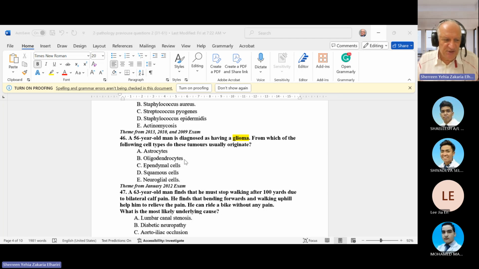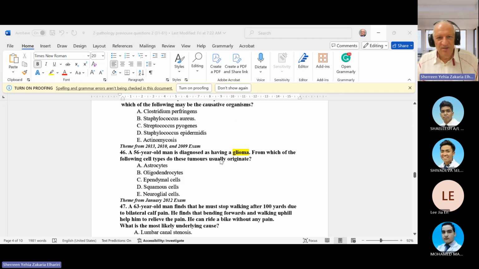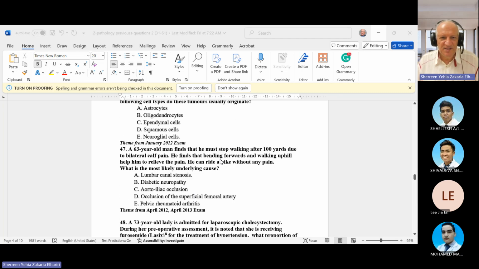Oligodendrocyte is from myelin sheaths. Ependymal cell is from glia, ciliated glia. The squamous cell is not found in the brain, and neuroglia is the cause of glioma. Okay, so you may have some tricky questions because no one is interested in neurosurgery tumors.